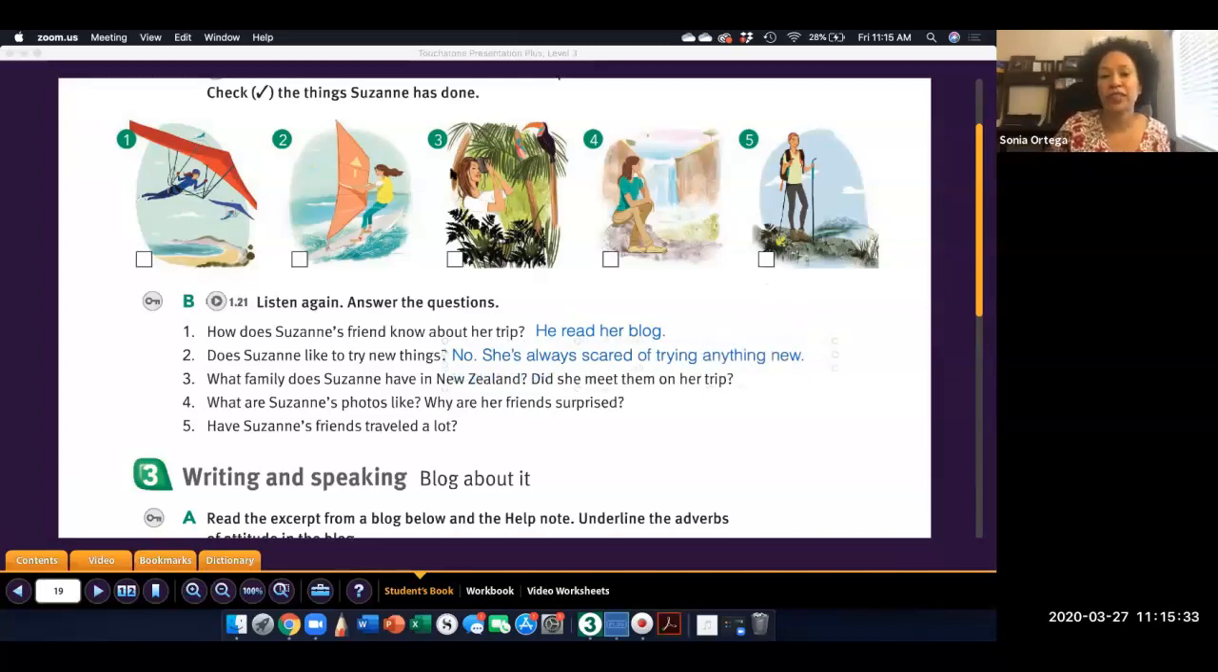Number 3, what family does Suzanne have in New Zealand? So she has an aunt and uncle. And did she meet them on the trip? Yes, she did. What are Suzanne's photos like? They're good. Her friends are surprised because her photos are usually terrible. And then the last one, have Suzanne's friends traveled a lot? The answer is no. Both of them state at the end of the listening that they've never left the country.